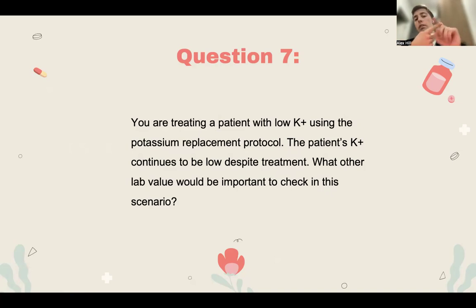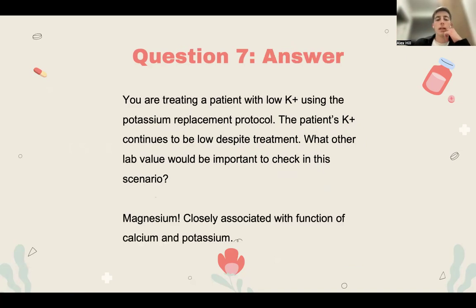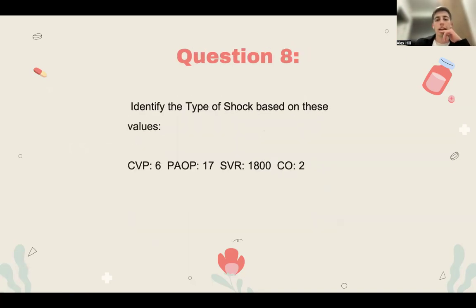Another reason why this ion is important is because it kind of acts like a plug in your kidneys. Pretty much if you don't have very much of this ion, then you're just going to pee out a lot more potassium than you want to. The answer is magnesium. Okay.